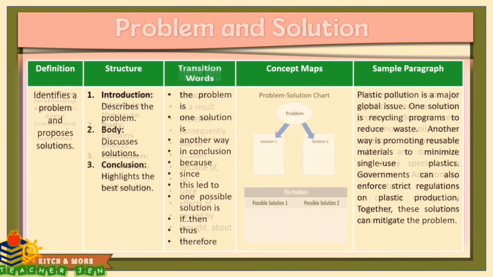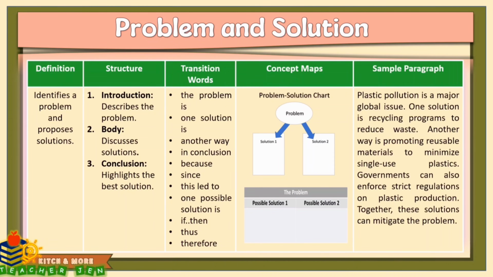Finally, let's look at the fourth type of expository text: problem and solution. This type of text identifies a problem and suggests one or more solutions. It helps readers understand not just what the issue is, but also how it can be fixed. And the structure involves the introduction, which describes the problem in detail. The body discusses possible solutions to the problem. The conclusion highlights the best solution or the most effective way to address the issue.